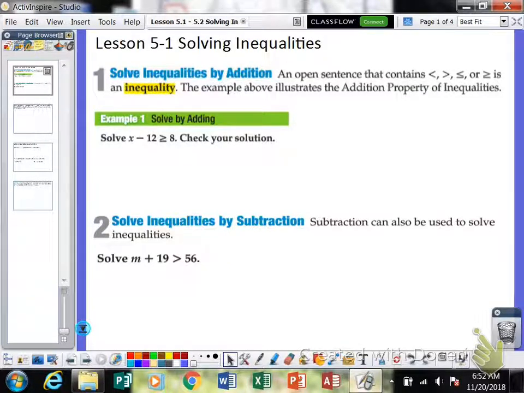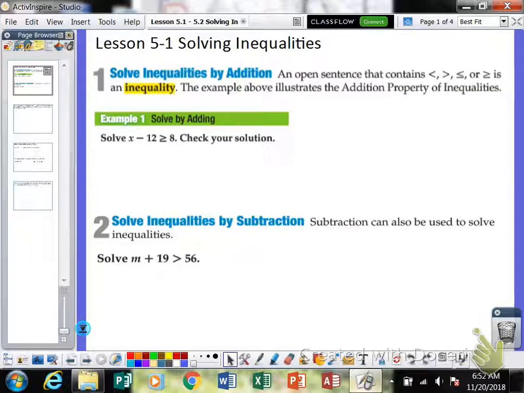Right, in Chapter 5, we're going to be talking about linear inequalities. This should be review, again, but we're just going to go through it. We're going to be solving inequalities by addition and subtraction, multiplication and division. So basically it's like solving an equation, but we just have inequalities. So instead of it equal to one specific thing, it could be equal to many different things. So it's considered an open sentence because it contains the less than, greater than, less than or equal to, or greater than or equal to.